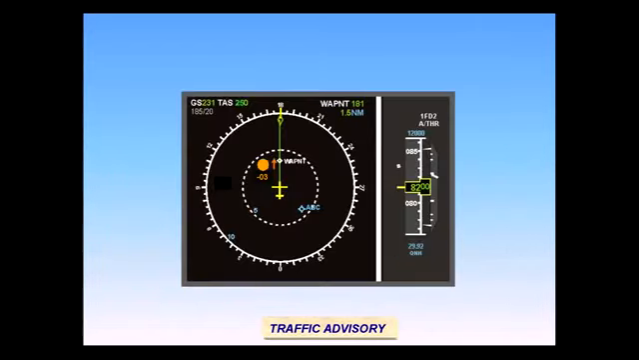This is an example of a traffic advisory message. The target at 11 o'clock is 300 feet below your present altitude and climbing at greater than 500 feet per minute. An oral alert, "Traffic, traffic," is announced over the loudspeakers. No other threat or non-threat traffic is displayed.